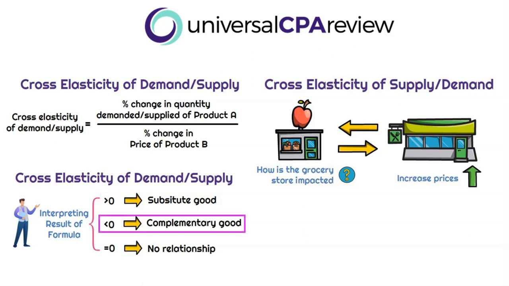Now, if the result of the formula is a number that's less than 0, meaning it's negative, then that means the two goods are complementary. So a percent change in price will also increase the percent quantity demanded, or if there's a decrease in price, it's also going to decrease the quantity demanded, right? So they work together, they're complementary goods. And then if it's equal to 0, that means there's no relationship at all, right? So probably pretty unlikely. So that is the cross elasticity of supply and demand.